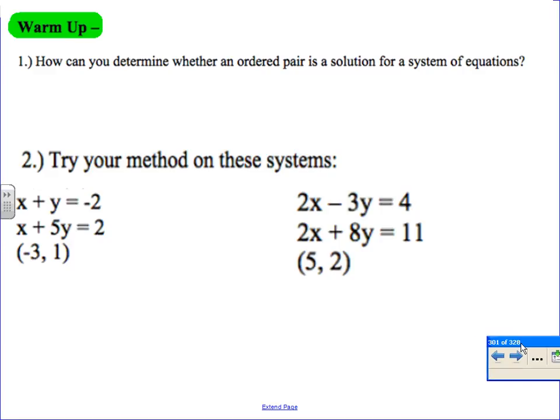All right. So let's do, it says it's a warm-up, but this is really an intro to the chapter. Let's do this together. So let's go to number 2. Number 2 on the warm-up says try your method on one of these. So I want you to look here. Don't worry about the first one. They give us two equations here. We need to determine whether this is a solution of both of these equations or not.